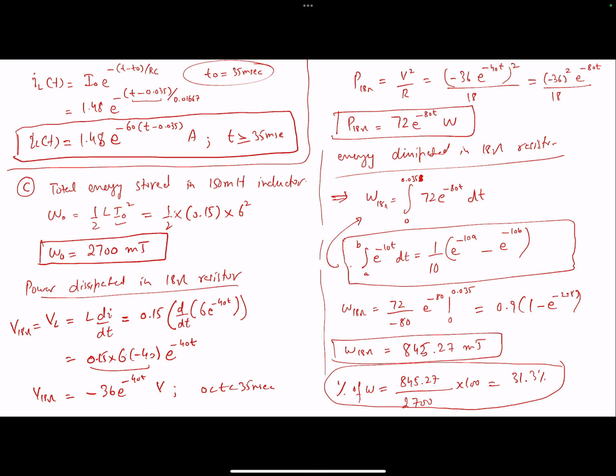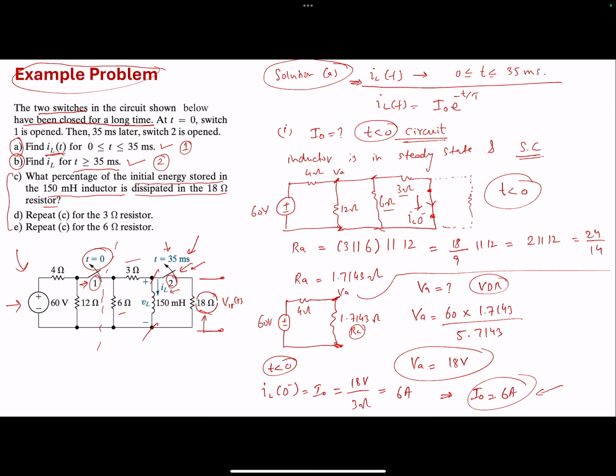Let's very quickly solve for the D part now. The D part is, I have to repeat the whole thing for a 3 ohms resistor and for a 6 ohms resistor in the next part. I don't want to go back and forth again and again, but the point I want to make is that for a 3 ohms resistor, we have to solve the entire energy dissipation problem twice.